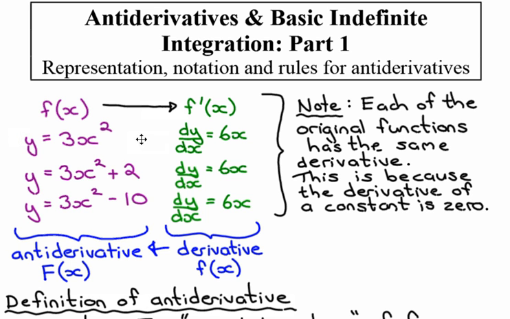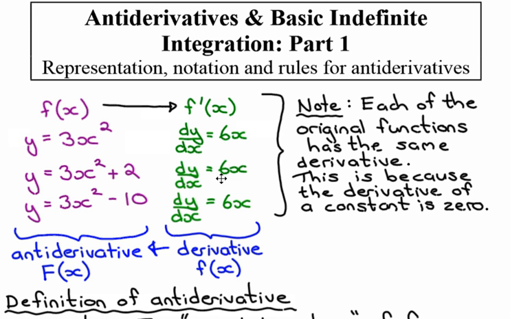Great. Let's have a look at another function, the function 3x squared plus 2. Again, if I differentiate 3x squared, I get 6x, and the derivative of 2 is 0. Right, one more. If I look at the function 3x squared minus 10, again, the derivative of 3x squared is 6x, and the derivative of negative 10, which is just a constant, is 0. Now, what you should have noticed is that each of these original functions was different, but they had exactly the same derivative because the derivative of these constants is just 0.